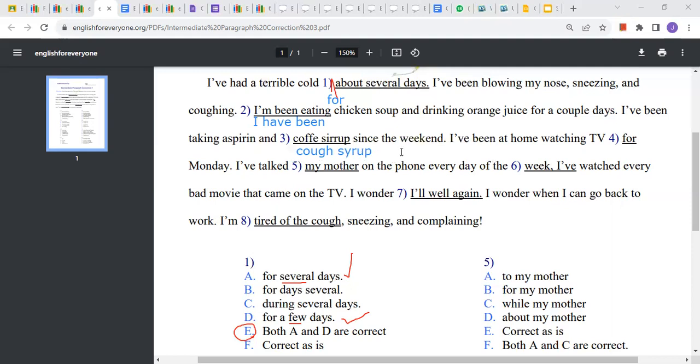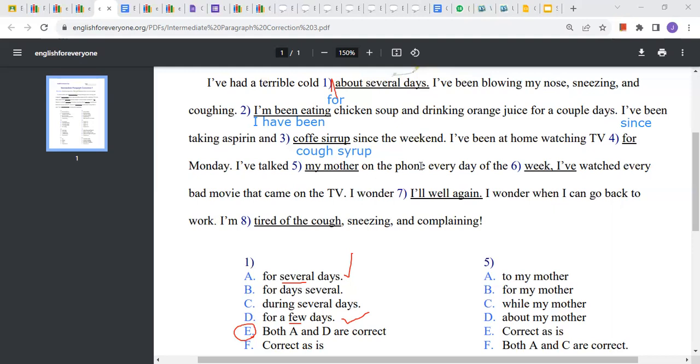I've been at home watching TV for Monday. Does this make sense? I've been at home watching TV for Monday. On Monday? I want to say I've been sick since Monday, sitting at home watching TV. What should I use instead of for? If I'm talking about extended time, one of the prepositions we remembered is since. I've been at home watching TV since Monday.